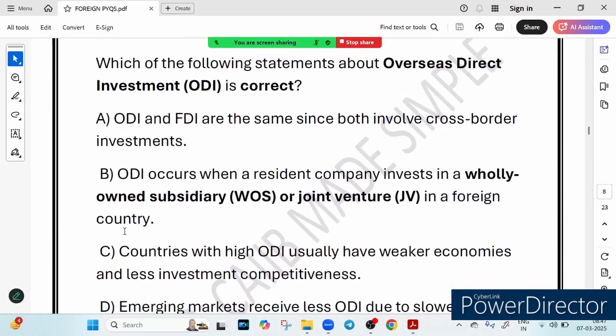Now let us switch our focus and see the next question that we have. Here is the question. Which of the following statements about ODI, overseas direct investment, is correct? Which statement regarding ODI is correct?